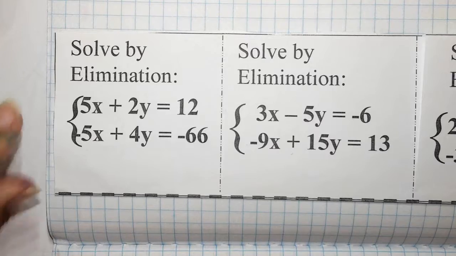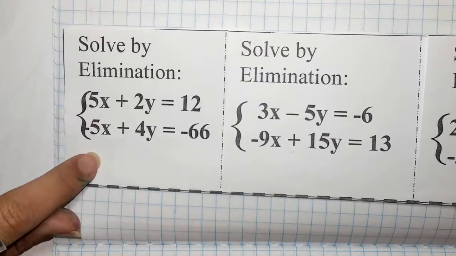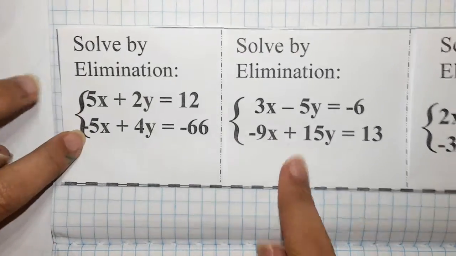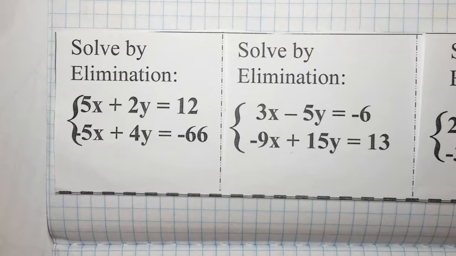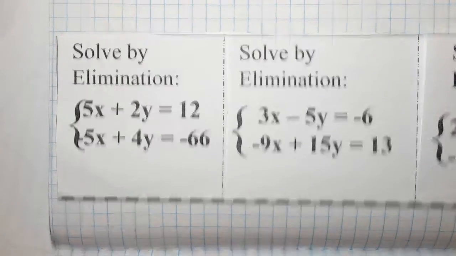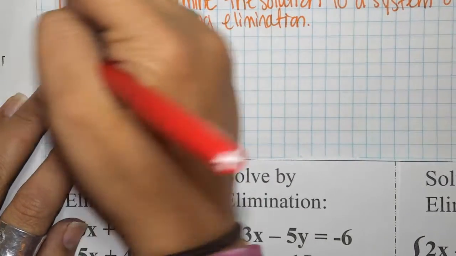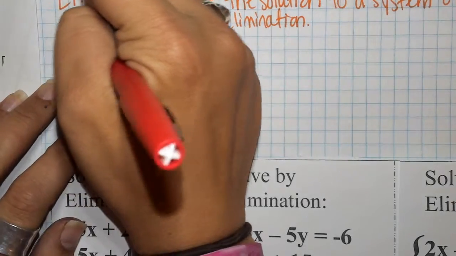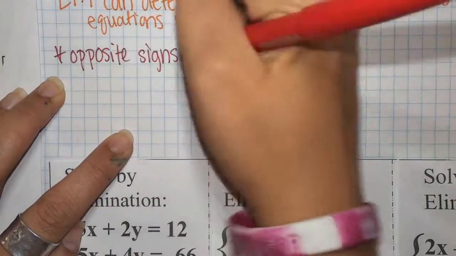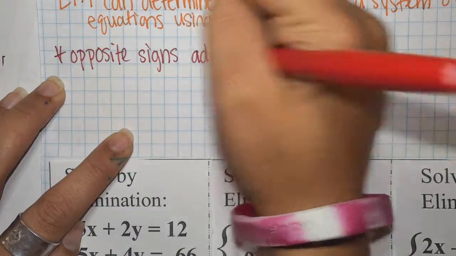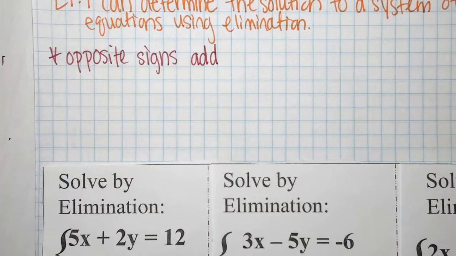Yes. Now, which variable has the same coefficient, x or y? X. Now, do you see how they're both 5? That's how we know. But one's negative. So do we add or subtract? That's right. We add. When it's opposite signs, add. So let's make our first little note up here that says opposite signs, add. Because we're trying to cancel.